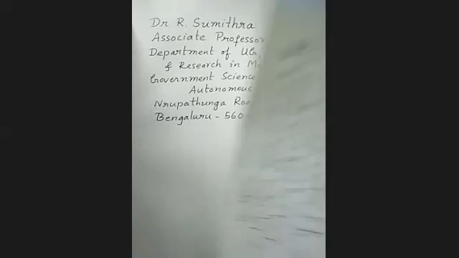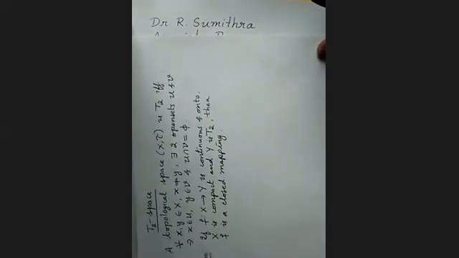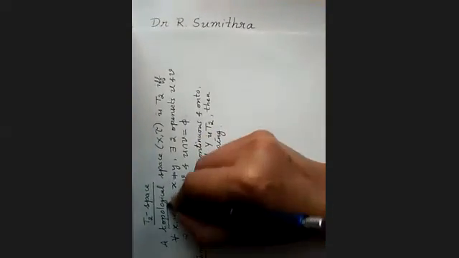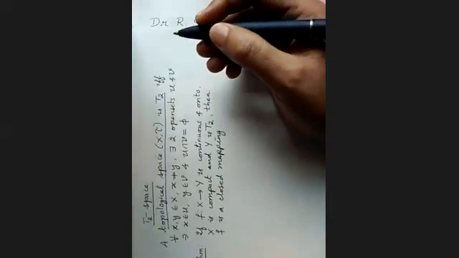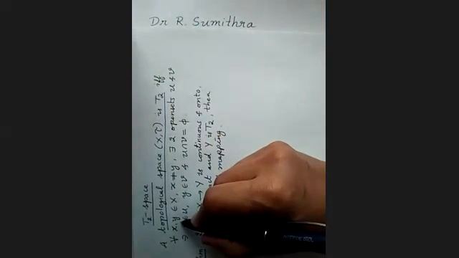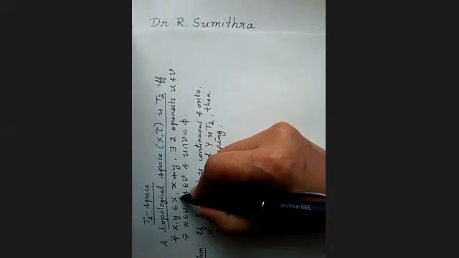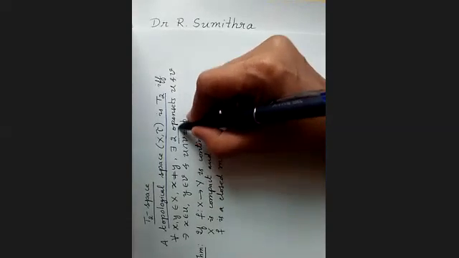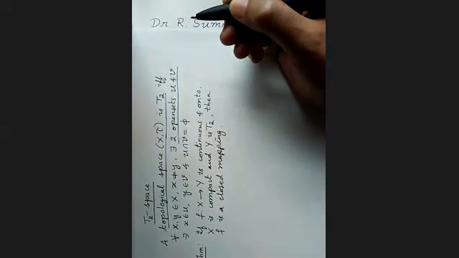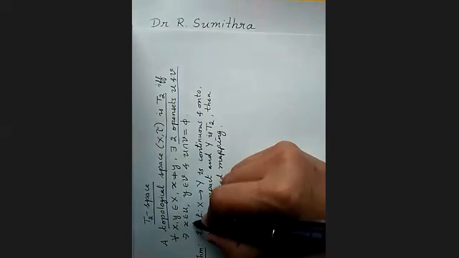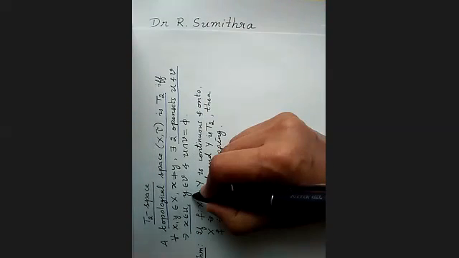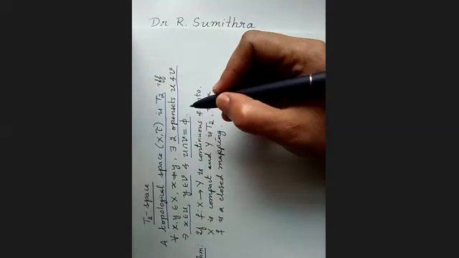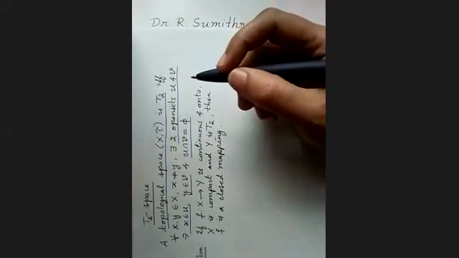T2 space is nothing but a topological space is said to be T2. A topological space is said to be T2 if and only if for any 2 points x not equal to y, there exist 2 open sets U and V such that x belongs to U, y belongs to V, and U intersection V is null. That is the definition of T2.